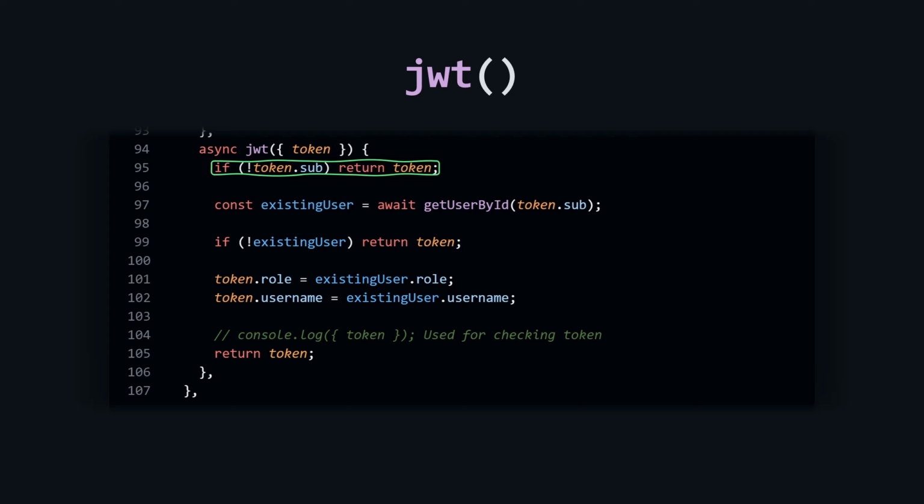But if there is a user ID, then we're going to use that sub to basically get the existing user. And then we're going to check again, is there an existing user? If not, then we're going to return the token. So if there is a user, then what's going to happen is we're going to set token.role. We're going to set that to existingUser.role.